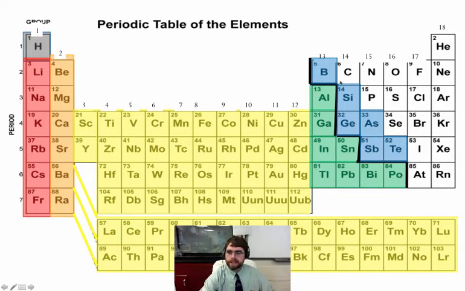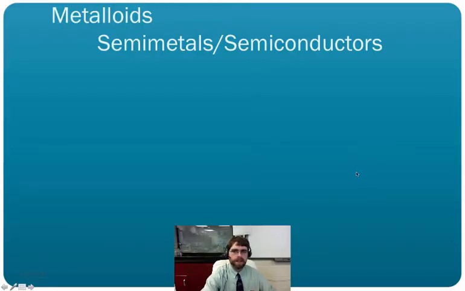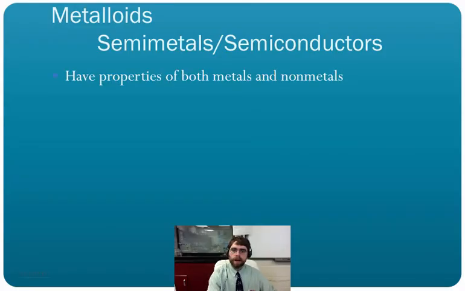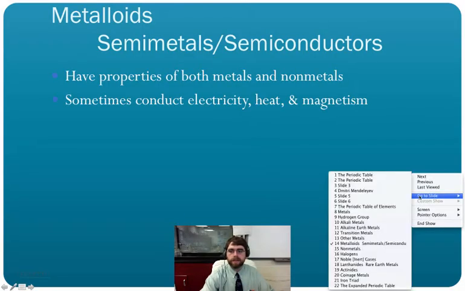Sometimes the stair-step line I mentioned earlier is drawn over here because that group is the metalloids. We're still not totally away from the metals here. The metalloids are also known as semimetals or semiconductors. Semiconductors is really their use, but semimetals is another common name for them. But they have both properties of metals and non-metals. They can sometimes conduct electricity, heat, and magnetism. That's it. As far as their properties, look at your properties of metals, or what we'll get to here in just a moment, their properties of non-metals.